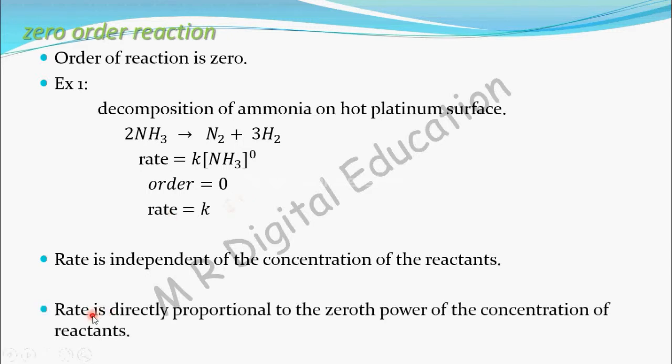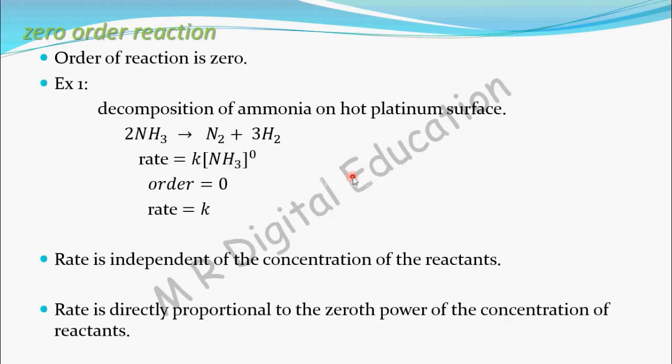For zero order reaction, rate is directly proportional to 0th power of the concentration of the reactants. See this equation. Rate is directly proportional to 0th power of concentration of reactant, that is NH3 here. So for zero order reaction, order of reaction is 0, and this is an example for zero order reaction. Rate is independent of concentration of the reactants and rate is directly proportional to 0th power of the concentration of the reactant.